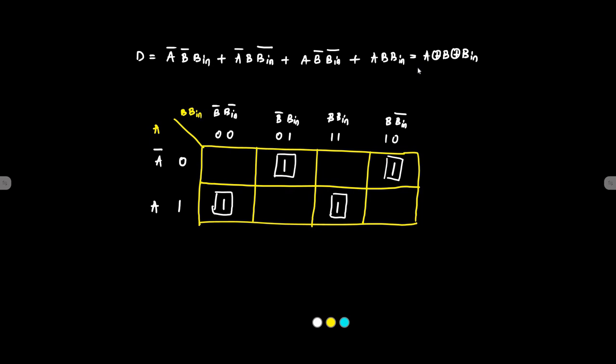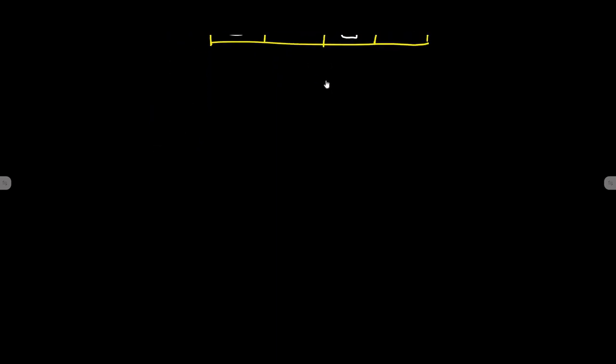Then for the borrow. Now the borrow is expressed as the lengthy one I'm talking about. It is expressed as A bar, B bar, B in, or A bar, B, B in bar, or A bar, B, B in, or A, B, B in.